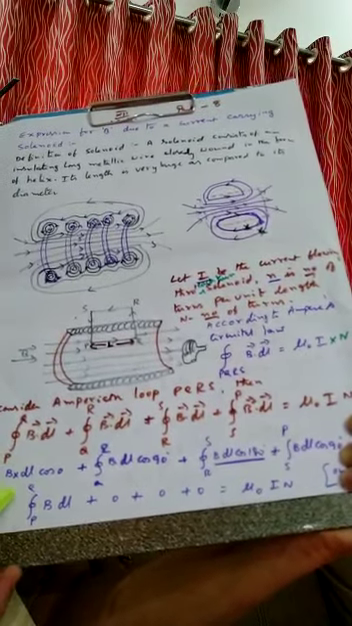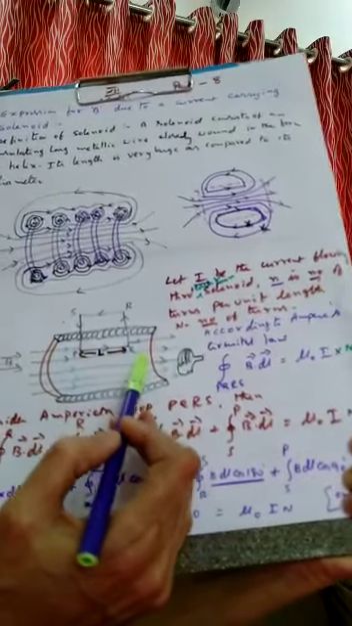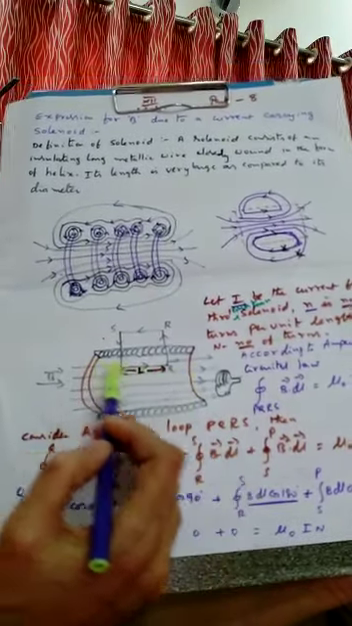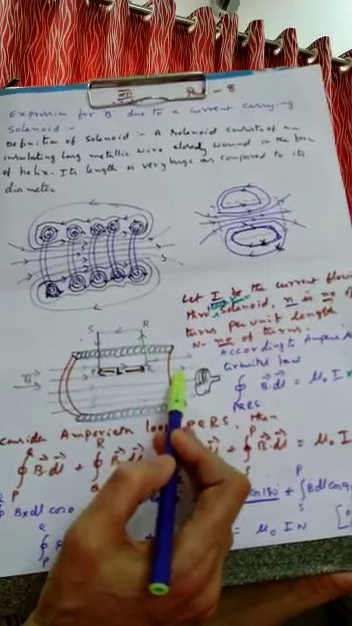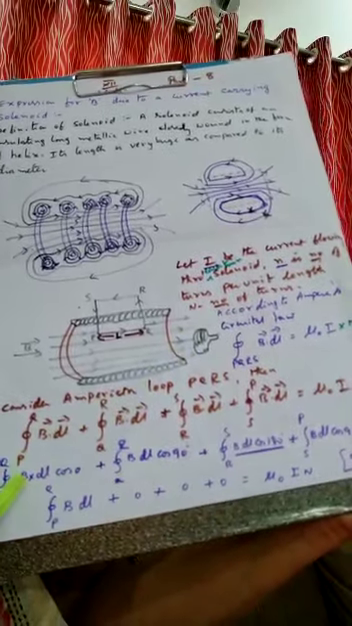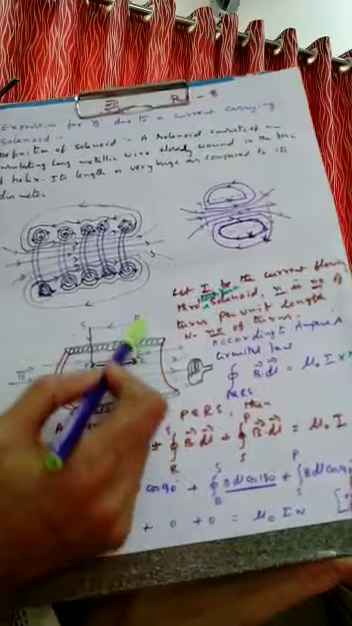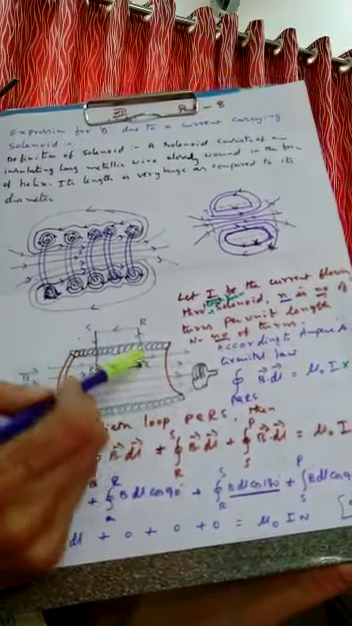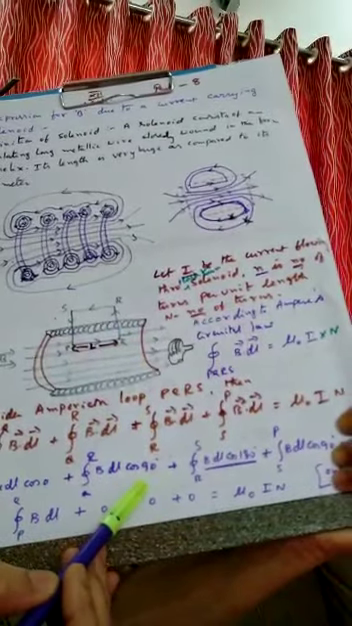So what is B dot dl? Integral P to Q of B dl. See here, B is in this direction, as we described just now, and dl is also along the length. B and dl are in the same direction, so the angle theta is 0, and I have written B dl cos 0. Then for this line, what is the angle between B and dl? 90 degrees, so I have written cos 90.